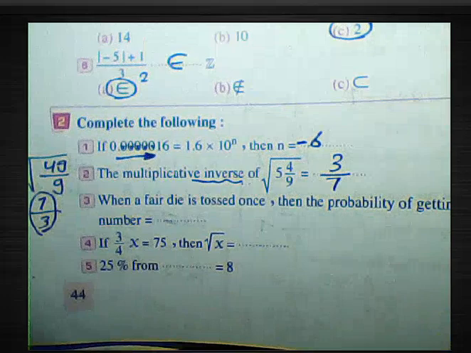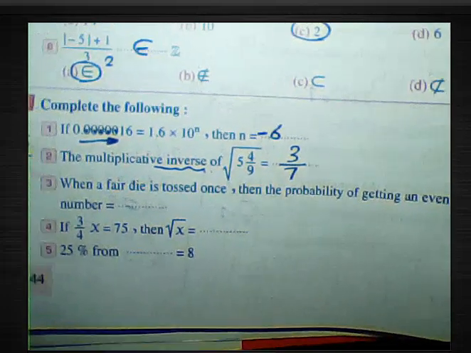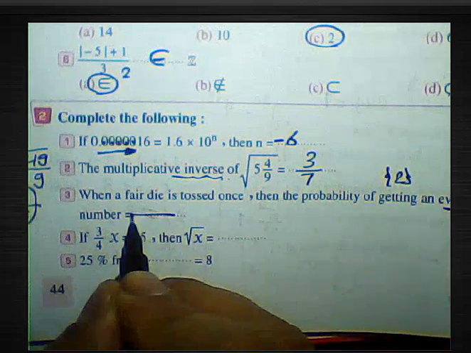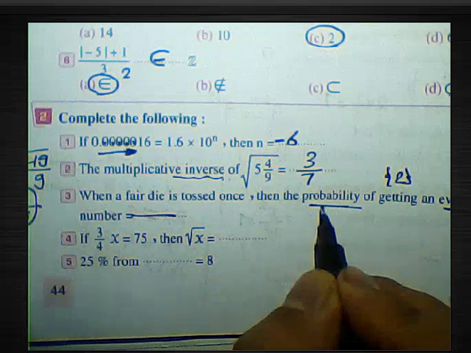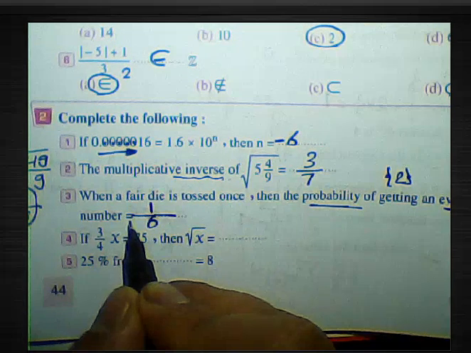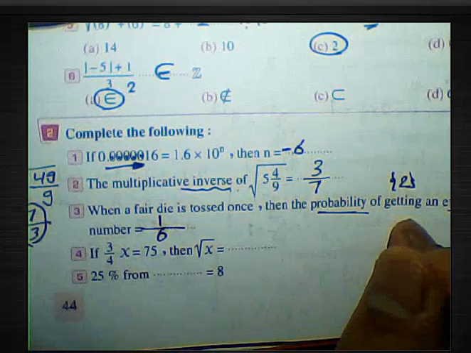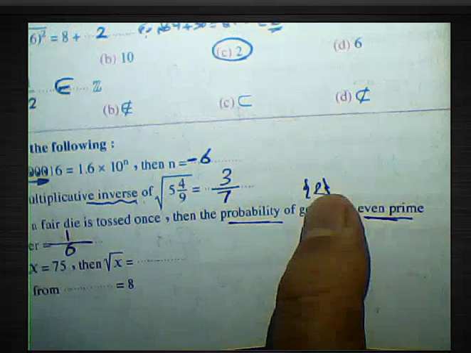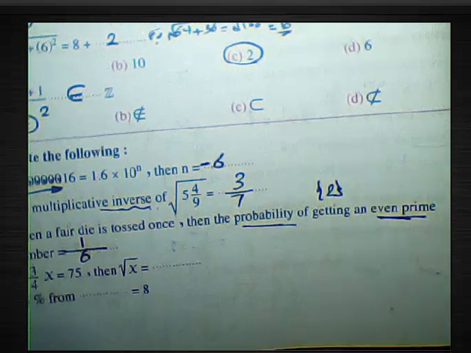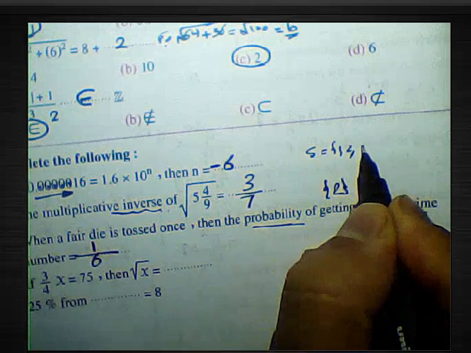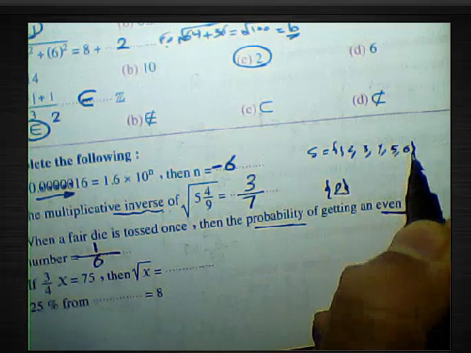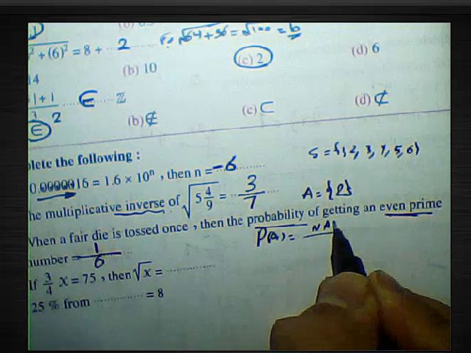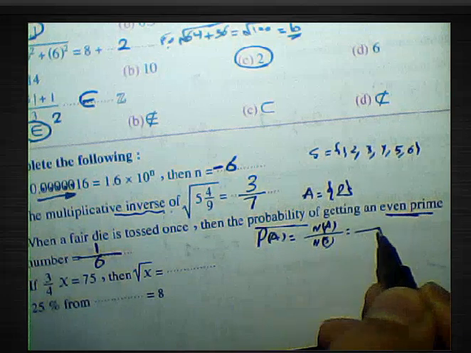Whenever a die is thrown once, the probability of getting an even prime number: the even prime number is 2 only. So the probability of getting it will be 1/6, because we have only one such number. The only even prime is 2 in the die, because the sample space is 1, 2, 3, 4, 5, and 6, and the probability of event A equals the number of elements of A over the number of elements of S, which is 1/6.